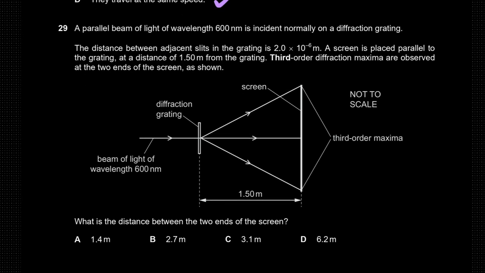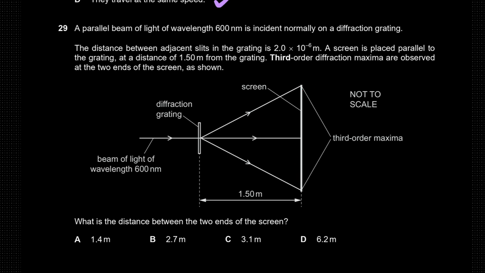29. A parallel beam of light of wavelength 600 nanometers is incident normally on a diffraction grating. The distance between adjacent slits in the grating is this much. A screen is placed parallel to the grating at a distance of 1.5 meters from the grating. Third order maxima are observed at two ends of the screen as shown. What is the distance between the two ends of the screen? So we need to find out this distance.